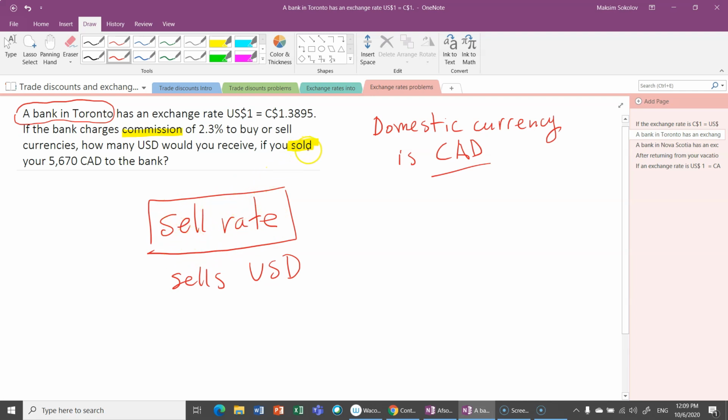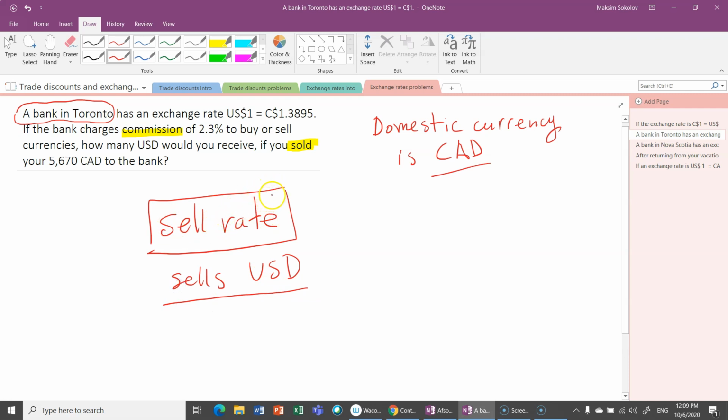So just because you see here that you sold 5,670 Canadian dollars to the bank, that's not why we call this rate sell rate. It's because the bank sells USD to you. That's why we call this a sell rate. So the bank sells USD. Now we need to find that sell rate.